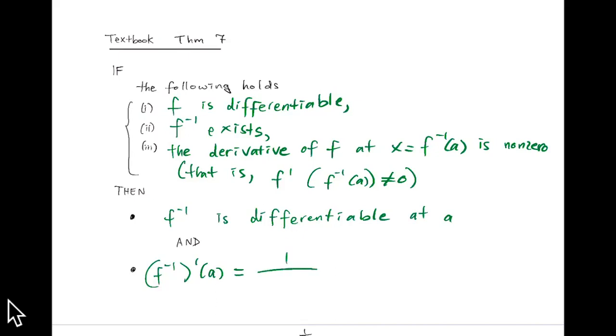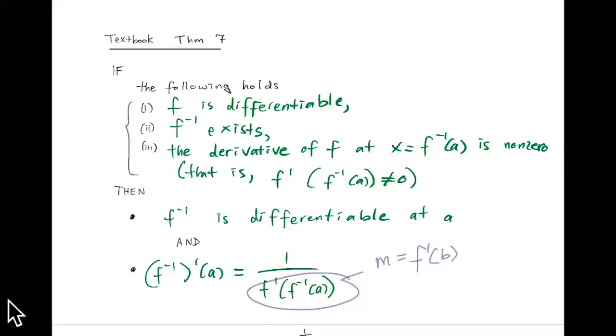It is just 1 over this value here, which was our m in the previous slide. Next, we will apply this theorem to an actual function. Normally, we would only use this if we are having trouble computing the derivative of the inverse function directly. But because we're just learning, we're actually just going to use the function we saw earlier.